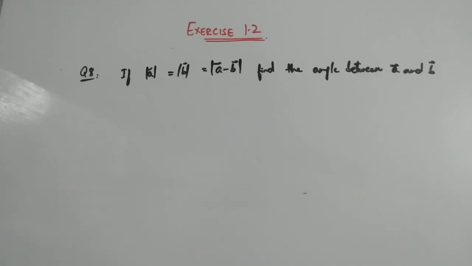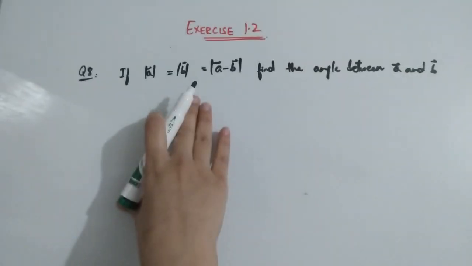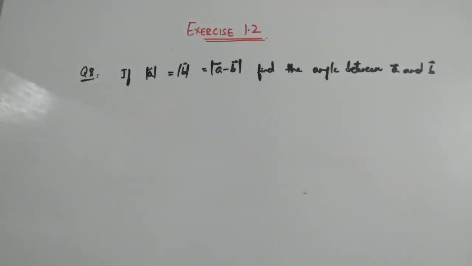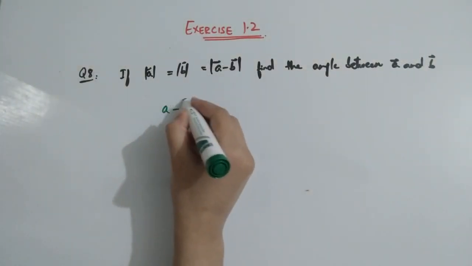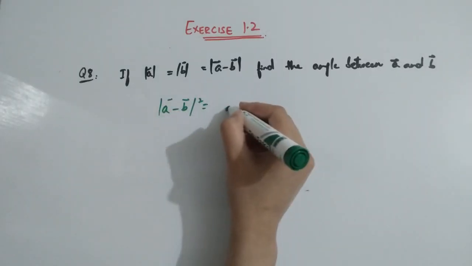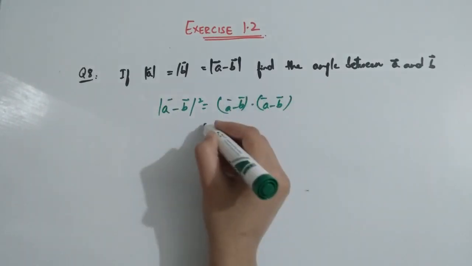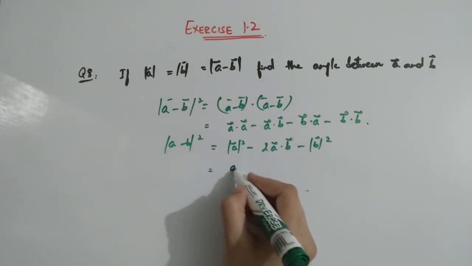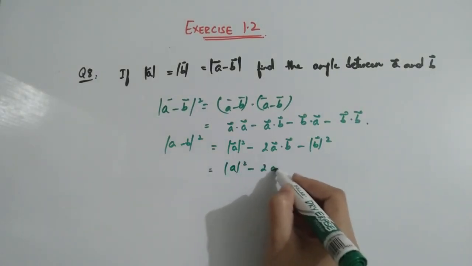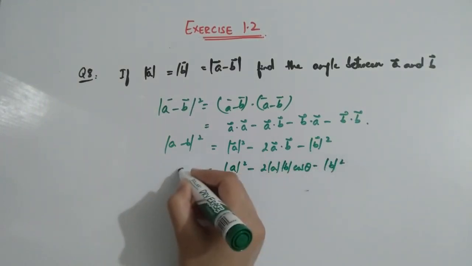Now let's come towards question number 8. You have to find the angle between A and B under the condition that |A|, |B|, and |A − B|, the 3 magnitudes, are equal. Like the previous question, you can write |A − B|² equals (A − B)·(A − B), and taking the dot product, you will get a form like this: |A|² − 2|A||B|cos θ + |B|², which is |A − B|².